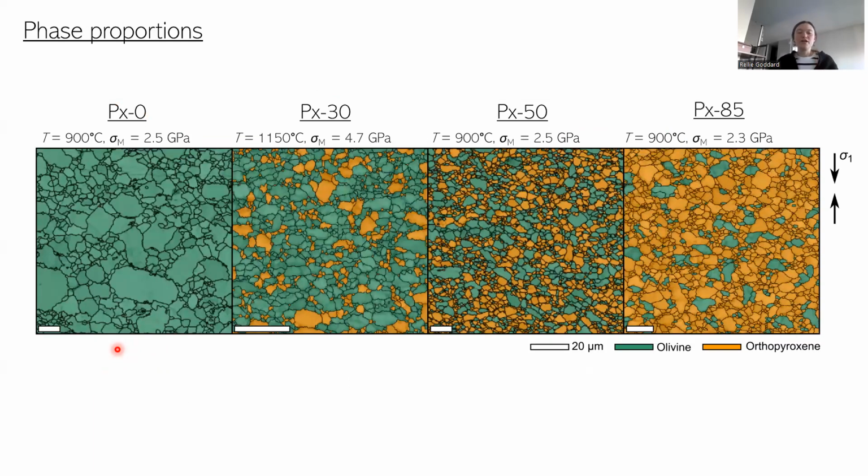We also, because we're looking at stress partitioning, used obviously the 100% olivine samples as our control, but we actually used a range of different proportions of olivine and orthopyroxene, all the way up into one that was nearly completely orthopyroxene. And as you can see, this resulted in a range of different grain sizes throughout our rocks as well. So these are phase maps, obviously olivine in green and orthopyroxene in orange.